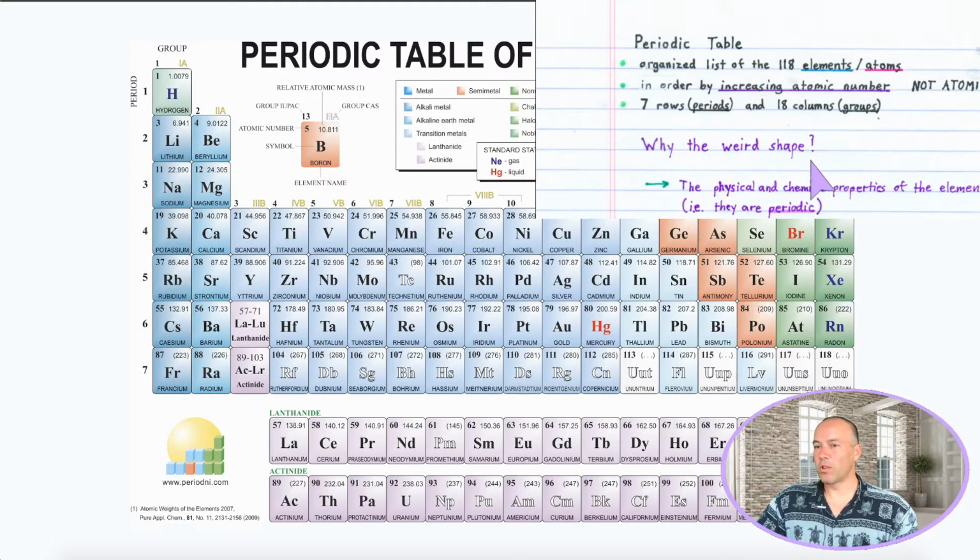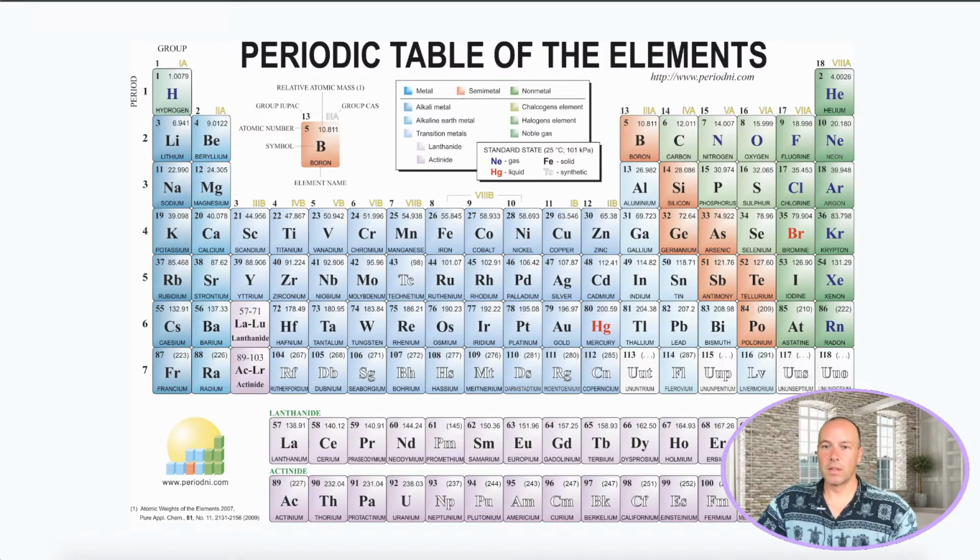But why the weird shape? So what is the deal with this strange arrangement? You have this tall portion over here, and this other tall portion over there, and then this rectangle. What's going on here with that interesting shape?